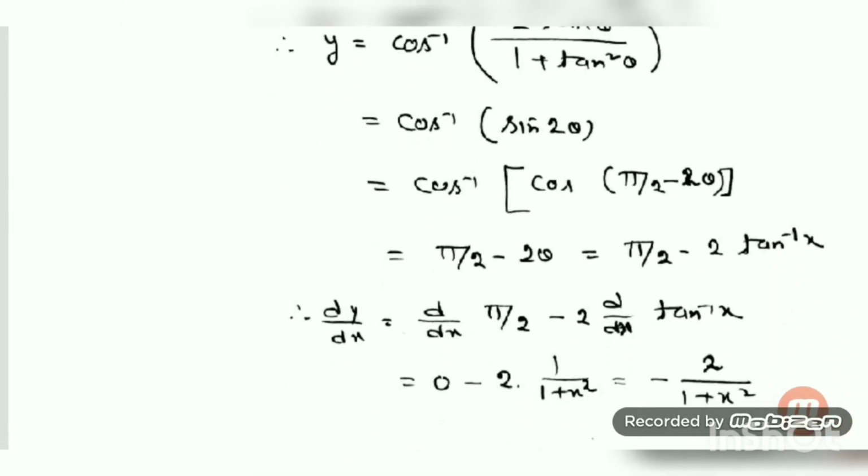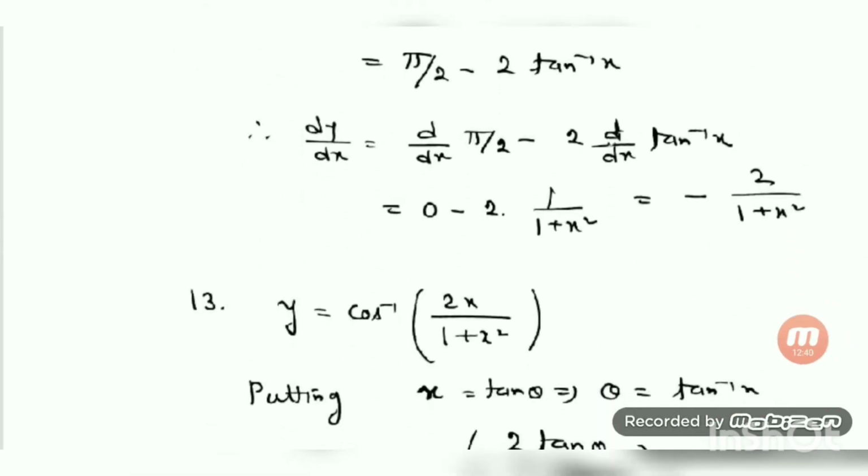Now take the derivative of y with respect to x. That is dy/dx. d/dx of pi by 2 minus 2 d/dx of tan inverse of x, which calculated value is 0. Pi by 2 is a constant. 2 will come as it is. 2 remains as it is. d/dx of tan inverse of x is what? 1 by 1 plus x square. So the answer is 2 by 1 plus x square. Okay. Here this question is completed.